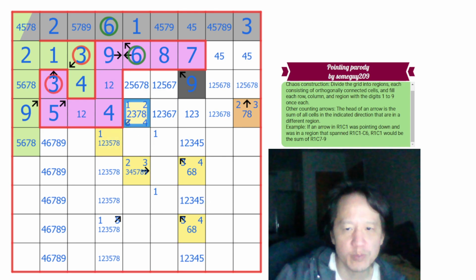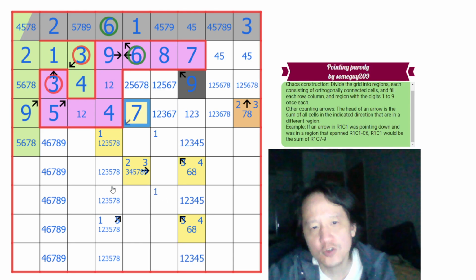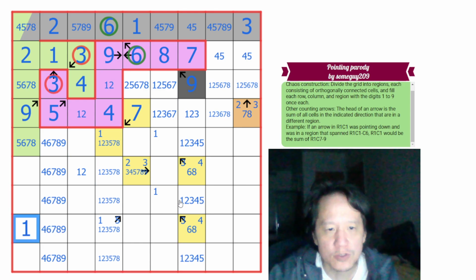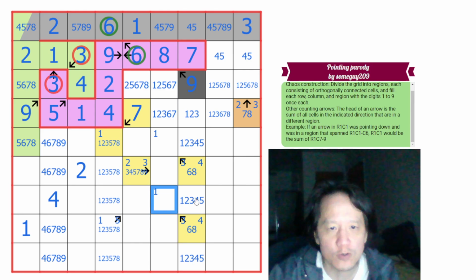Then this could be a 7, right? Then this could be 7. This could be 1 or 2. It can't be 2. So this is 1. This would have to be 4. This would have to be 2, which would force this to be 1, which would force this to be 2.